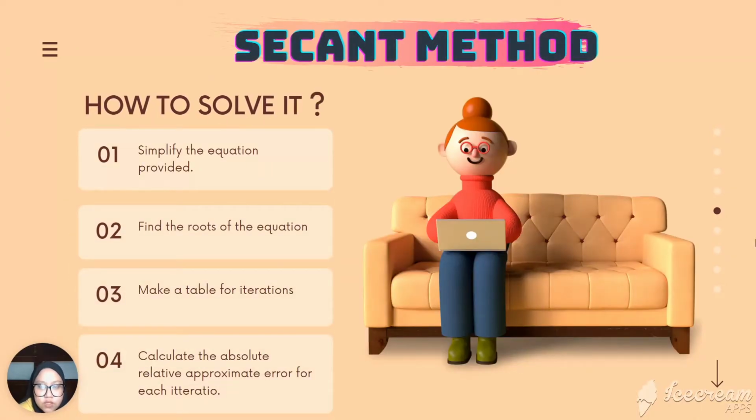So how to solve it? First, we need to simplify the equation provided. Second, we need to find the roots of the equation. The roots must be of different signs and less than 0. Third, we need to make a table for iteration by using this formula, x equals a multiplied by d minus b multiplied by c, divided by d minus c. And fourth, we need to calculate the absolute relative approximate error for each iteration.